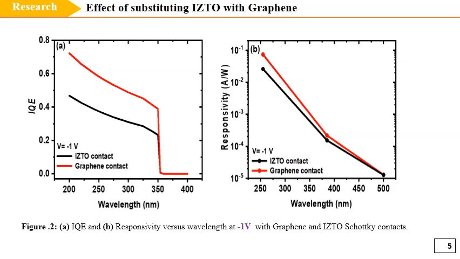The insertion of graphene significantly enhanced light detection sensitivity, as demonstrated in figure 2, A and B. Both EQE and responsivity increase. The rejection ratio and the detectivity are also improved, with values of 2 times 10^3 and 5 times 10^12 Jones at -1 volt and 255 nanometer.